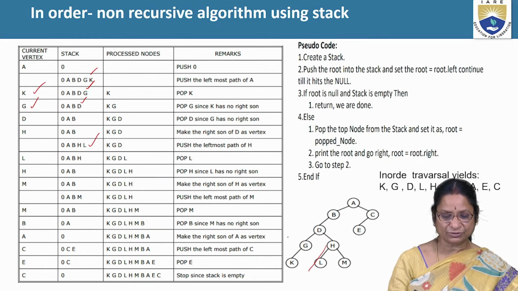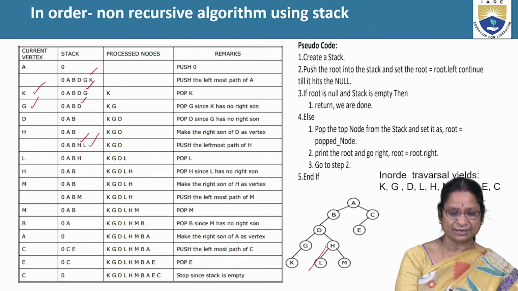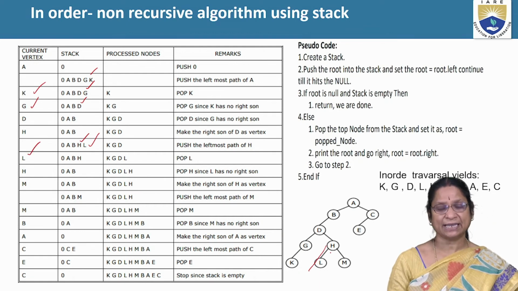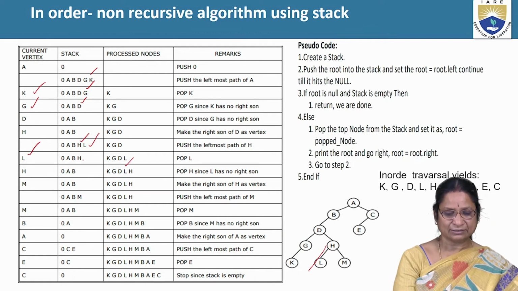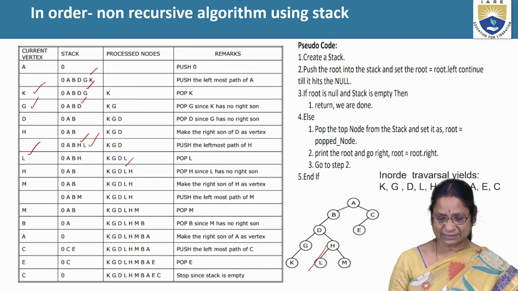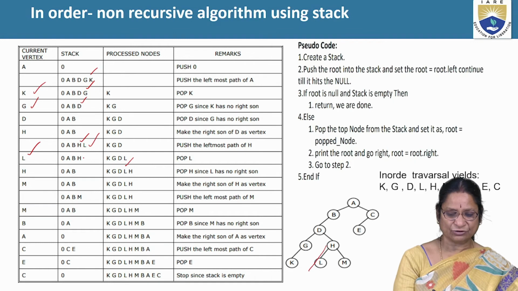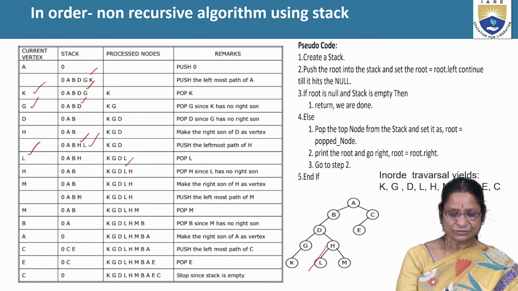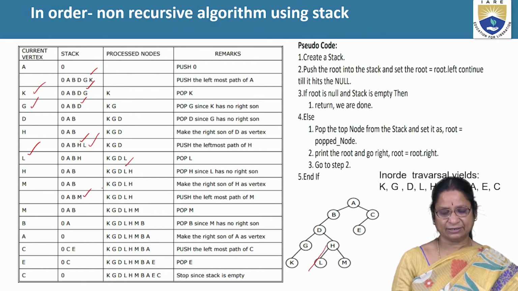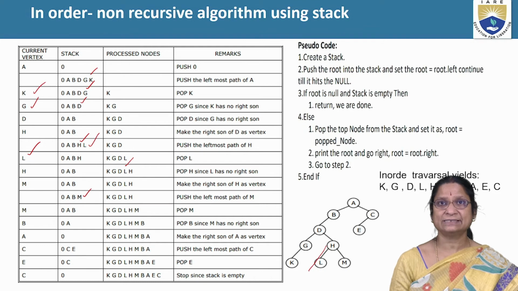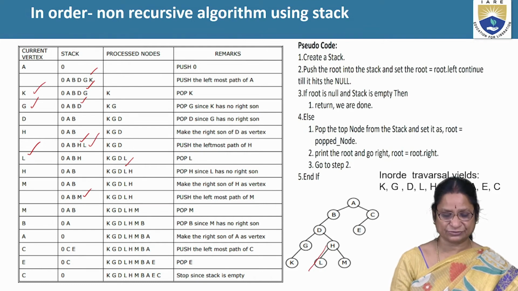Then I have to pop out. When we are popping, L is going to be there. L doesn't have any right child, so L will be processed. Then H is popped out. H has a right child, M. So H is processed, and its right child is going to be pushed. Once it is pushed, the right son of H is pushed into the stack.